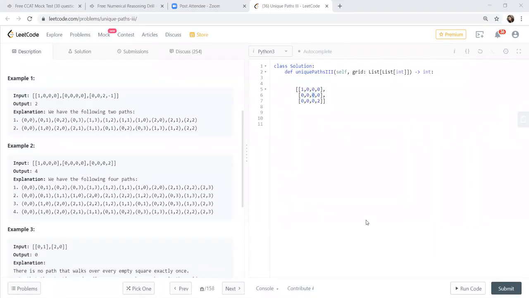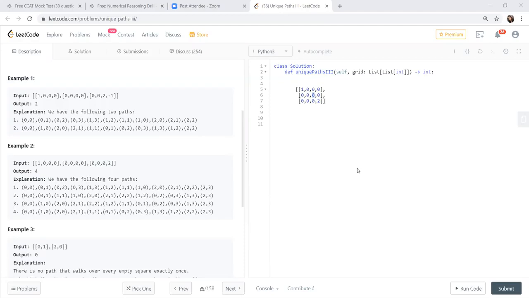Like visit all the zeros. What's your question? We don't have to visit all the zeros, the cells. Then still it would be the same. I think then also normal DFS would work. We don't require doing the backtracking at that point. No, we still might have to do backtracking. Yeah, we don't want to revisit the same cell.